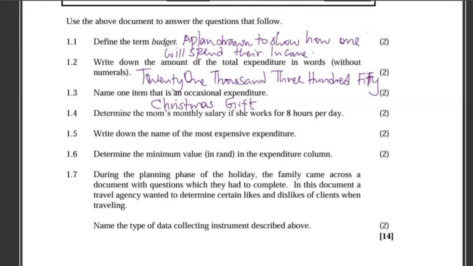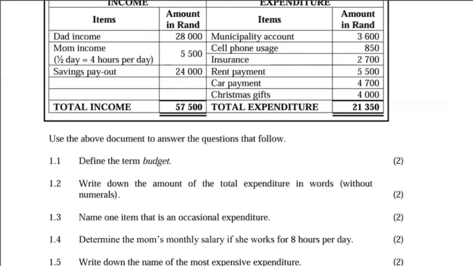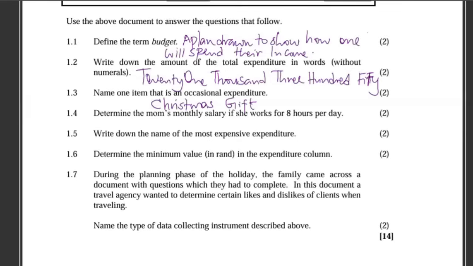Determine the mom's monthly salary if she works 8 hours per day. This one shows 4 hours per day. She gets this much. What about if she works 8? So this simply means the 4 hours have been multiplied by 2. So also the salary is going to be multiplied by 2. The answer became 11,000.